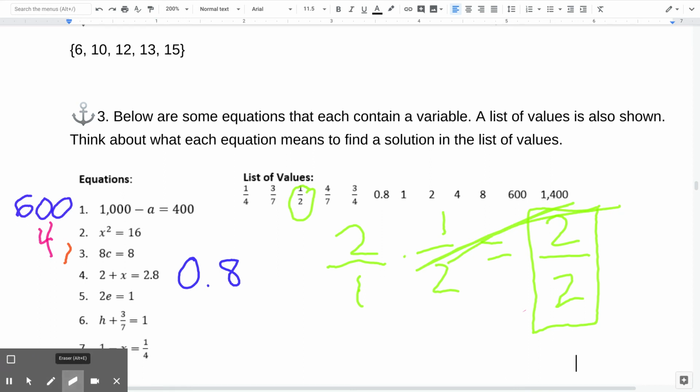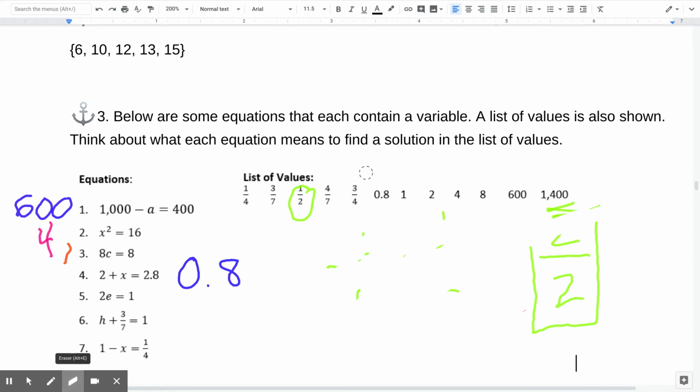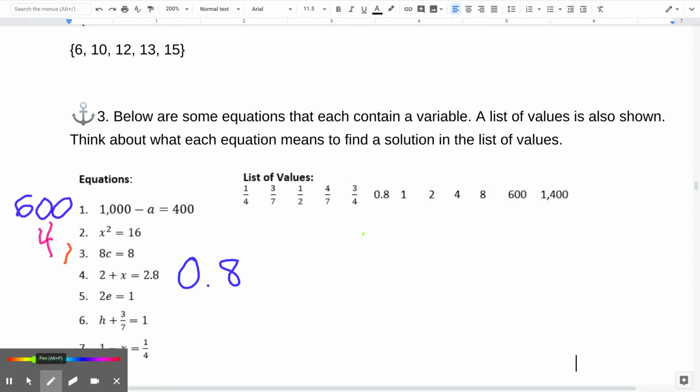Oops, need my eraser. So 2e equals 1. The only solution that works there is 1/2.